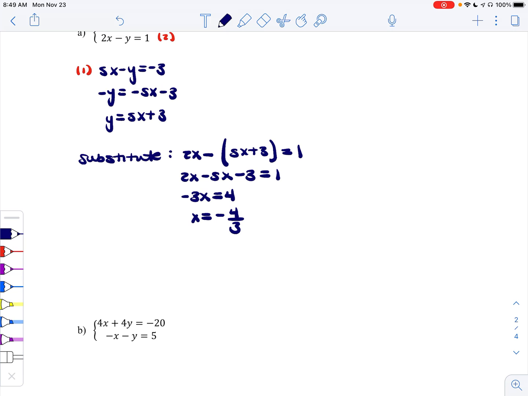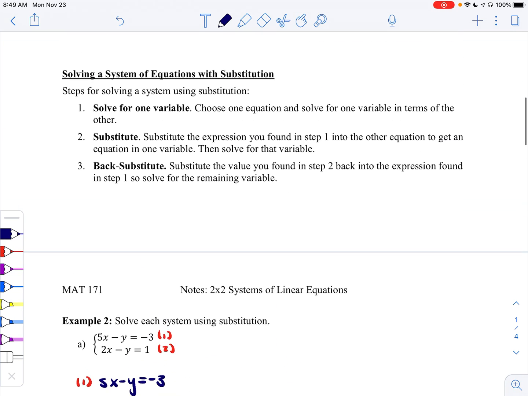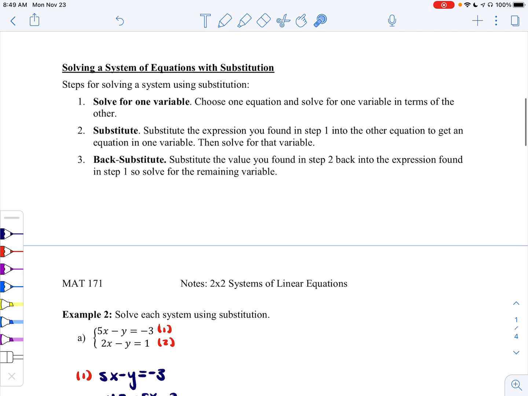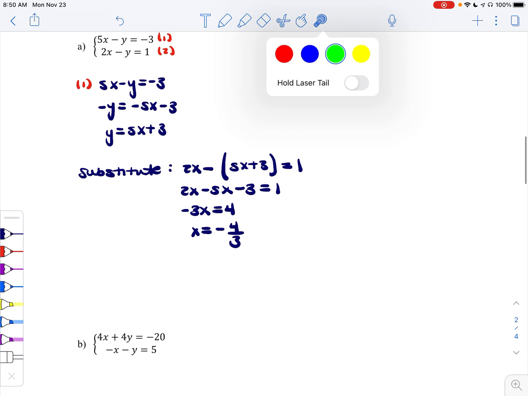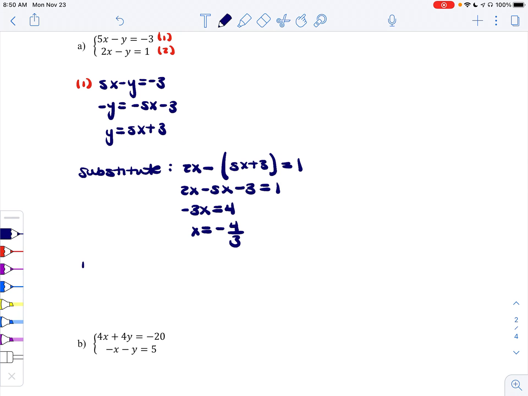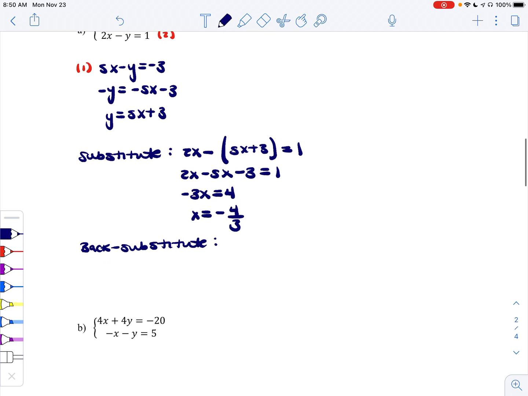Okay, so we've solved for one of our variables. Okay, so the last step then is to back substitute. So on this step, we're just taking what we just found for x and substituting it back into our equation that we found in the first step in order to solve for y. Okay, this is my back substitute step. And just plugging it back in to solve for your other variable.